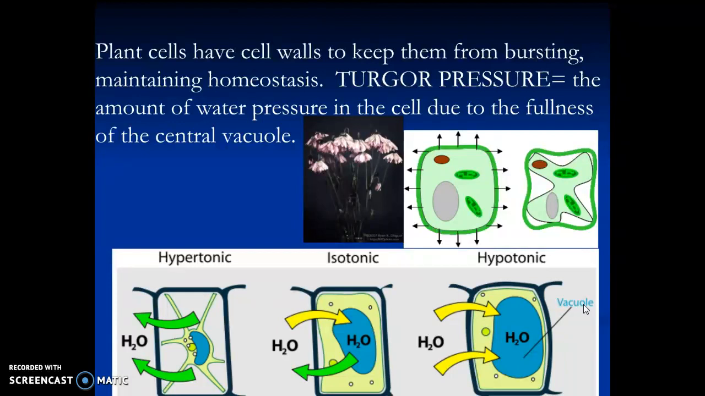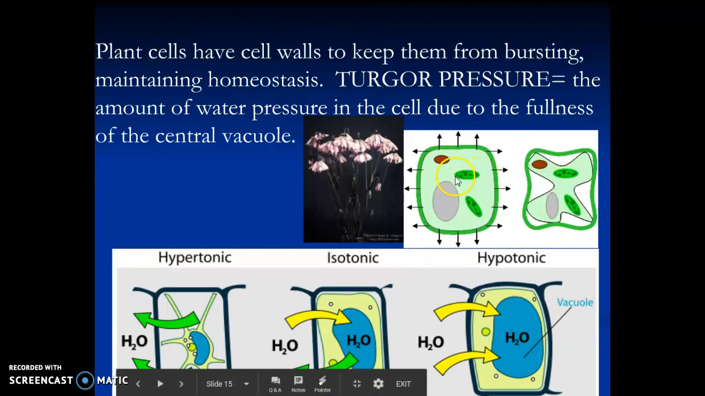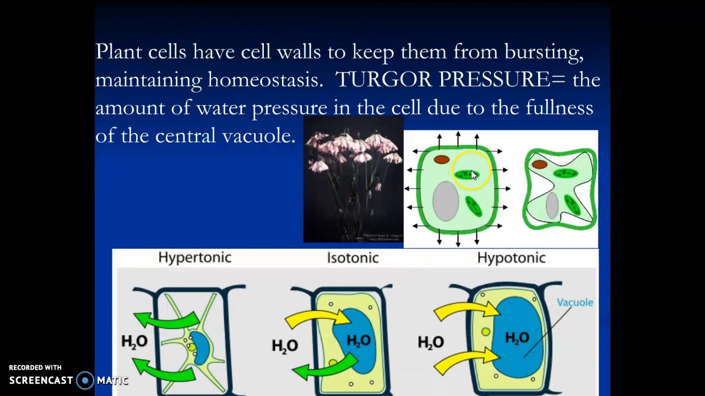Plant cells have cell walls to keep them from bursting, and we call the amount of water in the plant cell turgor pressure. So if there's a lot of water in the plant cell, it's exerting force outside of the cell wall, and it's nice and full and it'll stand up. But if it has low turgor pressure, just like these plants, it'll wilt.